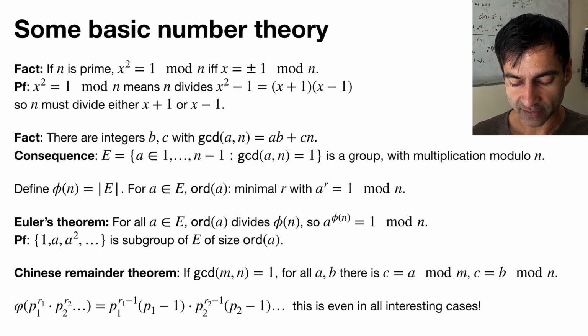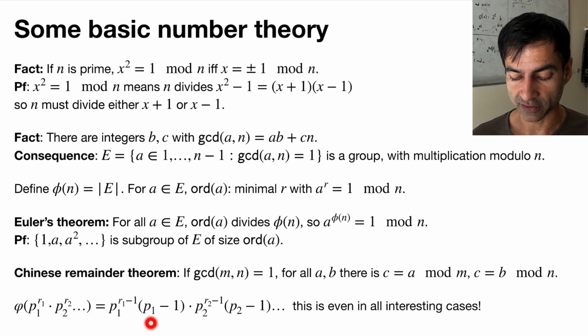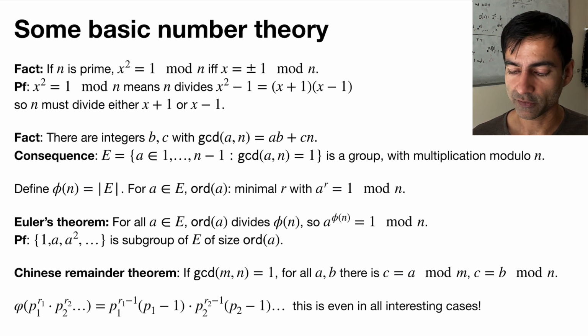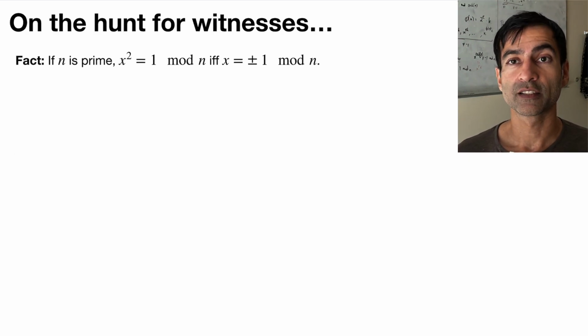Another nice fact is that you can actually write down a formula for phi of n if you know its prime factorization, and this is the formula. Okay. That's not too hard to verify. All right, so those are some basics, and now that we have those under our belt, we can start to look for some interesting witnesses.